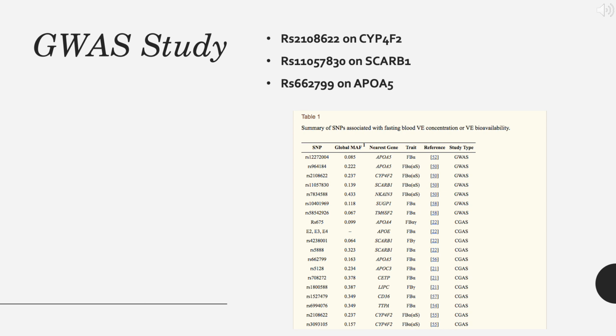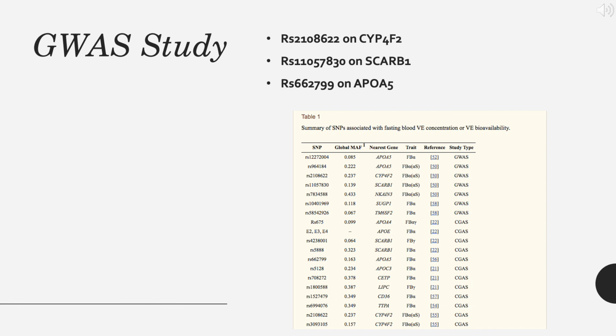I found a paper that did a GWAS and a CGAS study, and CGAS is a candidate gene-associated study, which is the same as a GWAS, but they're looking at pre-specified genes of interest. And they did these studies to find genetic variations that affect the status of vitamin E in your body. So I listed the SNPs on the genes that they were found.